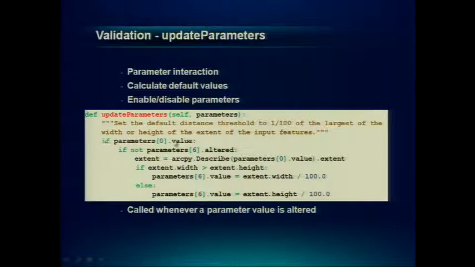So if the first parameter has that feature class in it, and the second parameter has not been manually altered by someone typing it in, then we're going to try and figure it out. So I'm getting an extent by describing the first parameter up here, and then based on whether the extent width is greater than the height or not, I'll do a different calculation and then send that value into the parameter.